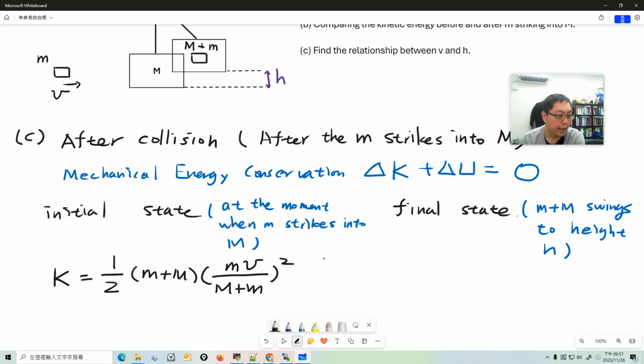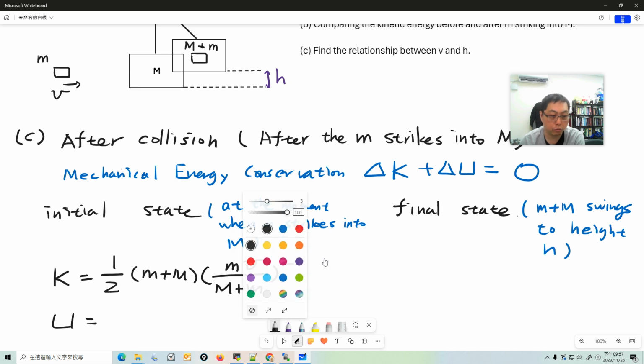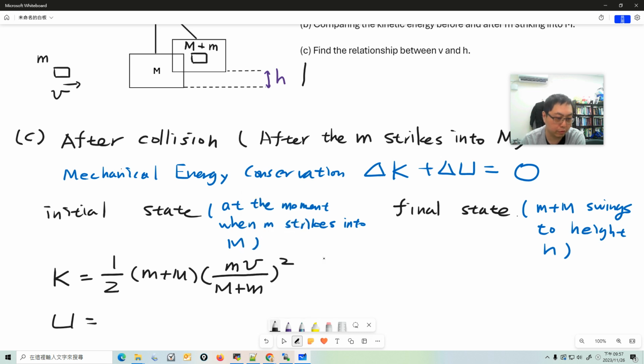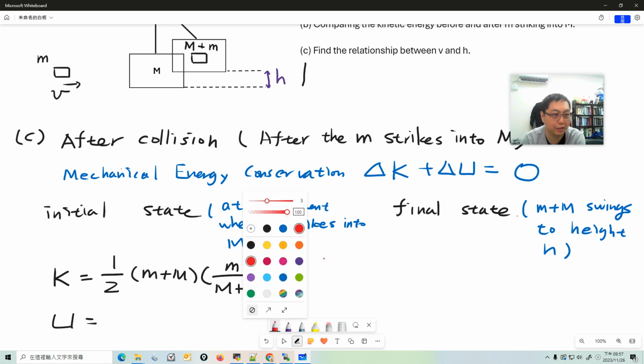And what's our potential energy? In this system we don't have a spring, but in this problem we have to consider gravitational potential energy. And what's our gravitational potential energy? It's related to our coordinates. So let's say this is y.